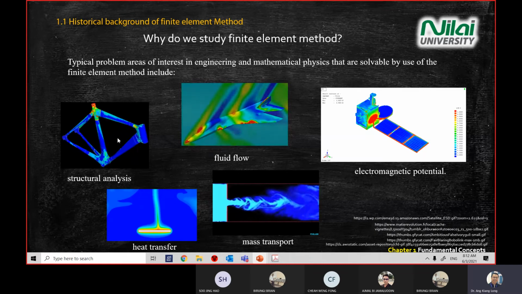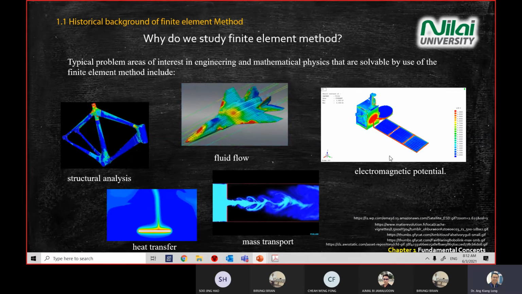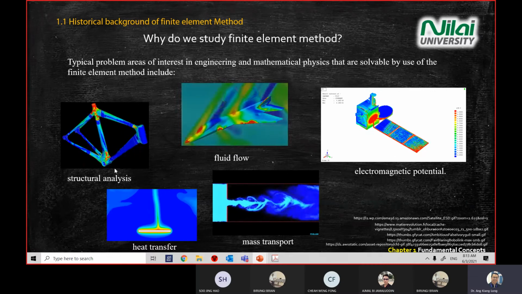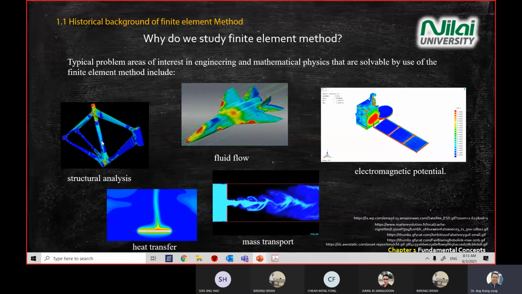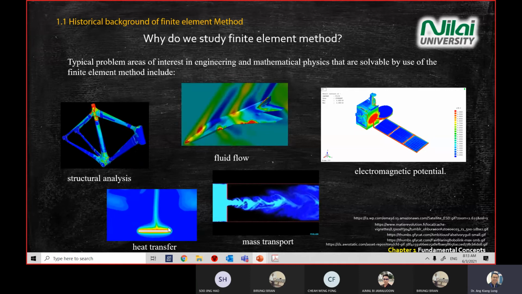All right, so these are the 1, 2, 3, 4, 5 areas where frequently you will see finite element method used. So in chapter 2 later on, you will see we will start analyzing structural analysis, and then we will look into fluid flow, we look into heat transfer, and so on. Yeah.